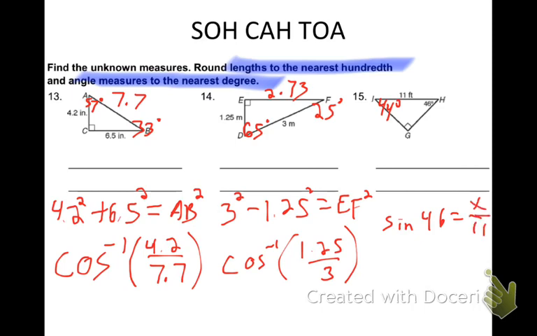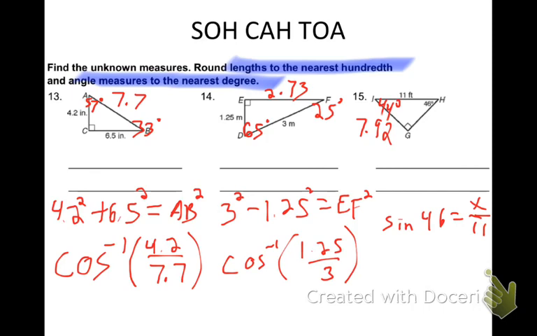What side length am I finding then if I do sine of 46 equals x over 11? I am finding JG right there. So I do sine of 46 equals x over 11. And JG comes out to be... Anybody? That is, I believe, correct. 7.92.